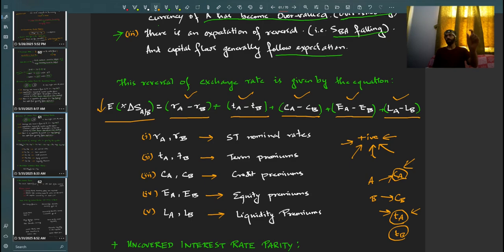So the change in the exchange rate, or weakening of currency A with respect to B, according to this equation, is equal to the 5 different premiums offered by the assets under currency A. First is the differential of the short-term nominal rates, RA minus RB. Then the difference between the term premiums, TA minus TB. Then the difference between the credit premiums, CA minus CB. Then the difference between the equity premiums, EA minus EB. Then the difference between the liquidity premiums, LA minus LB, right?